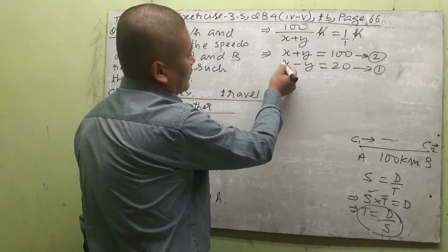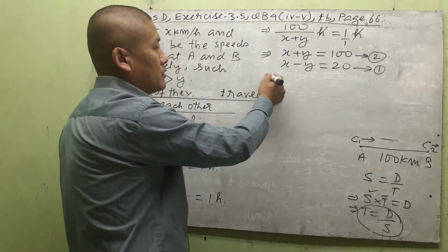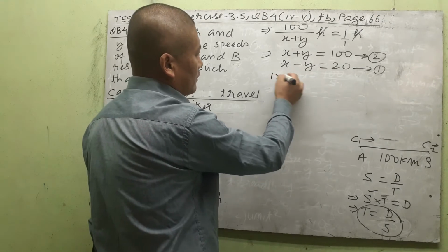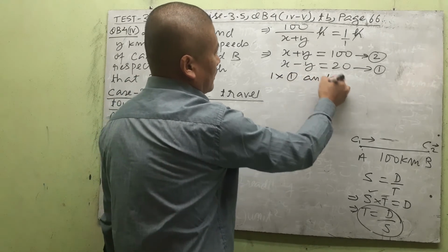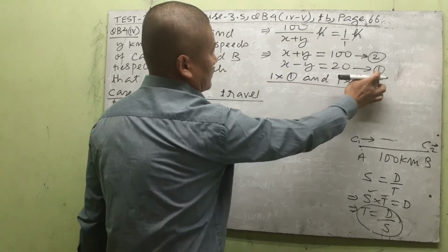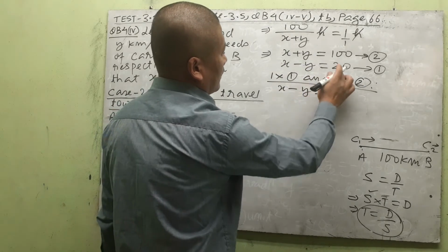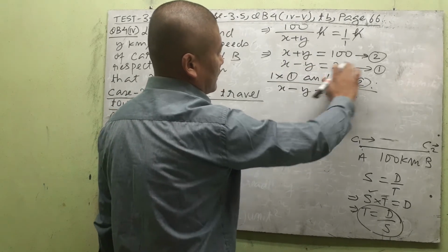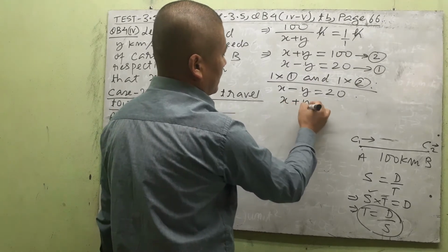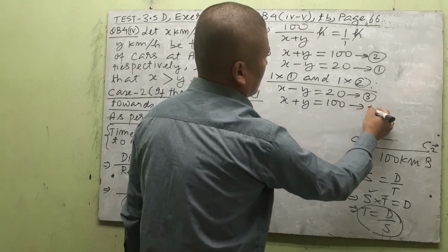Here 1x, 1x, 1y, 1y, so equated, so we can choose substitution if you want, or elimination, then 1 into 1, and 1 multiplies equation number 2, then here this is equation 1, 1 into x, x minus 1 into y, y. 1 multiply to anything means the thing will remain same. So here also 1 multiply this means it will remain x plus y equal to 100.